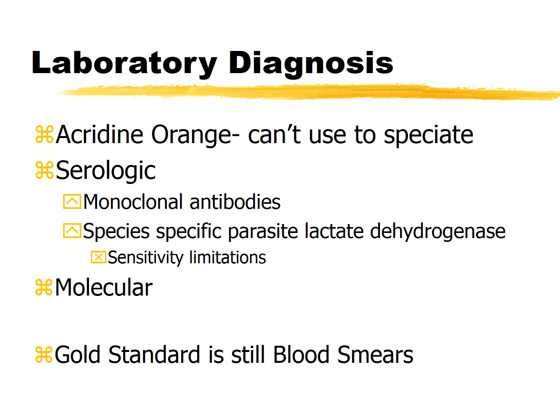Acridine orange, which if you remember is the fluorescent stain that you can use in microbiology, just tells you whether or not there's an organism there. You can't use this to speciate.